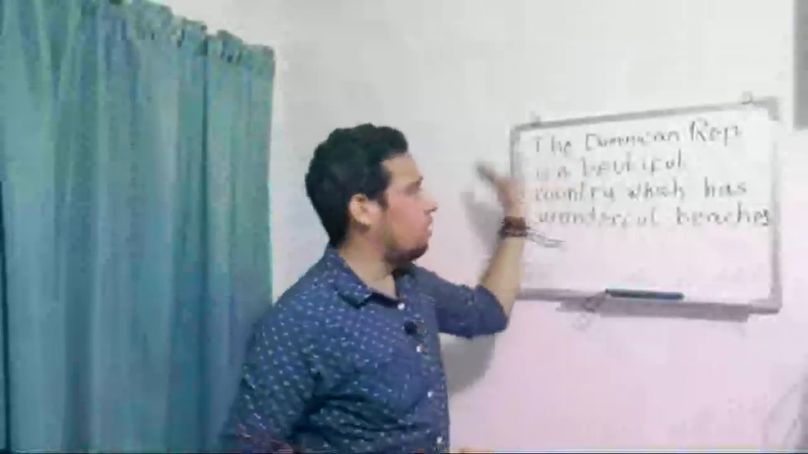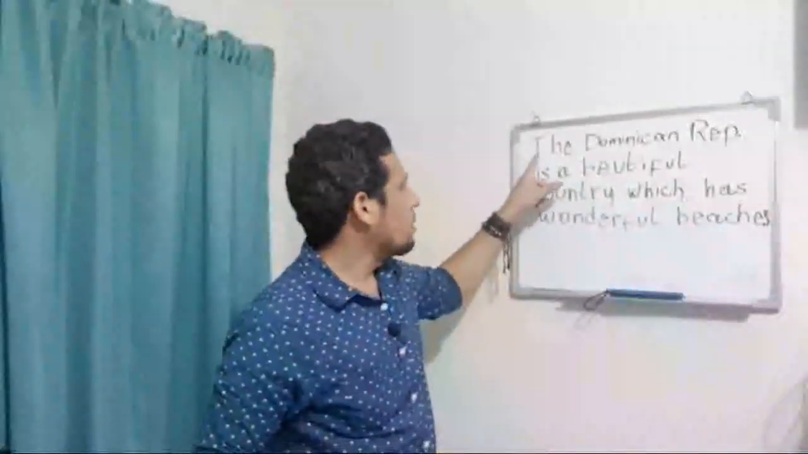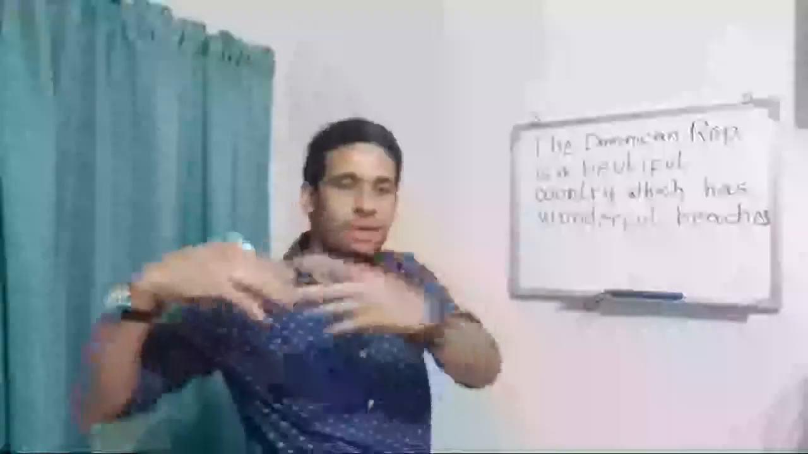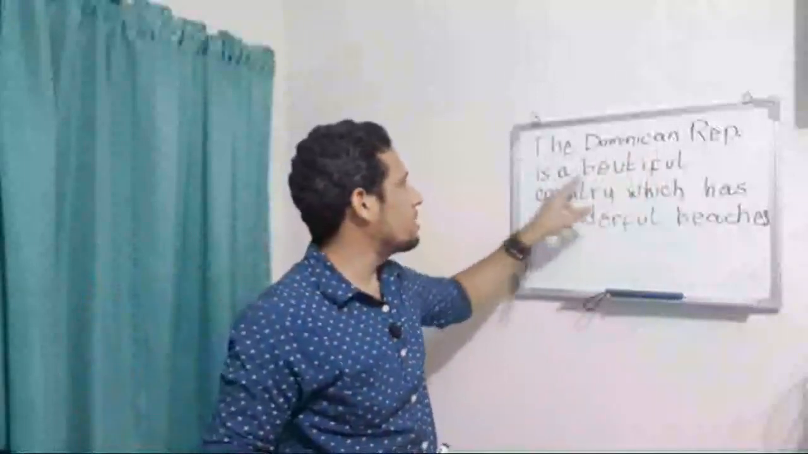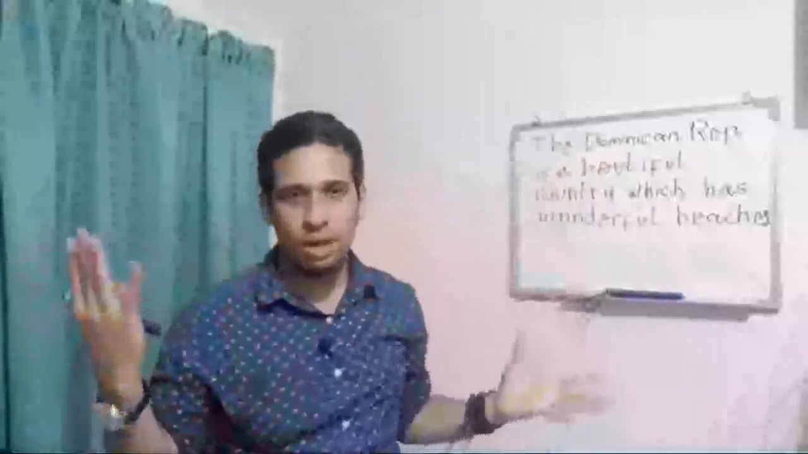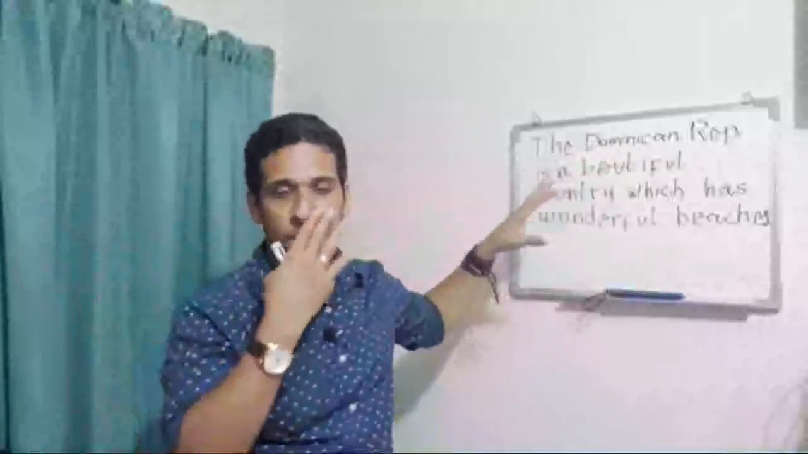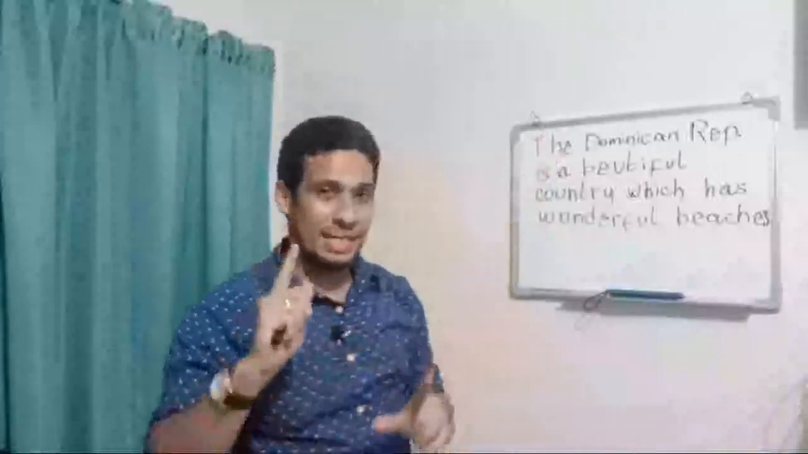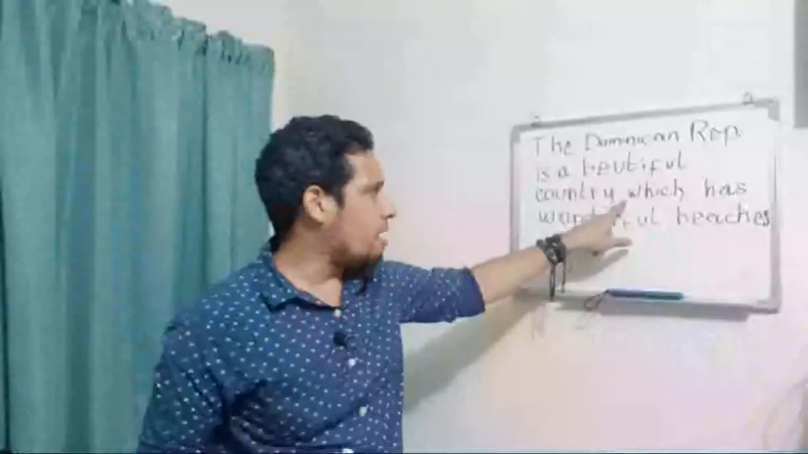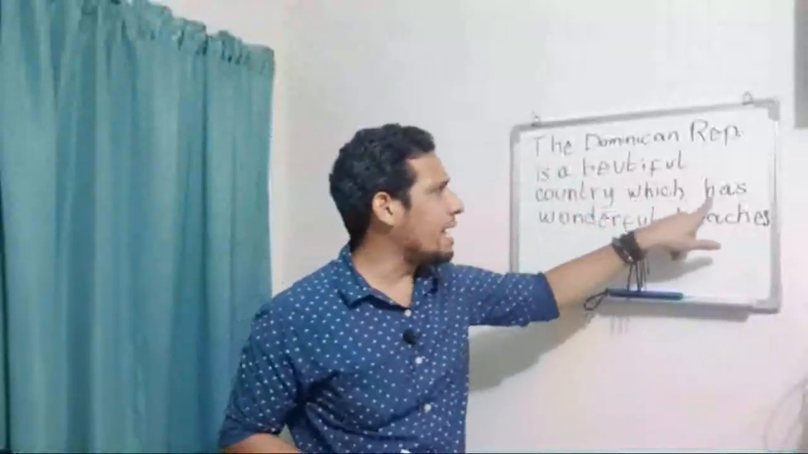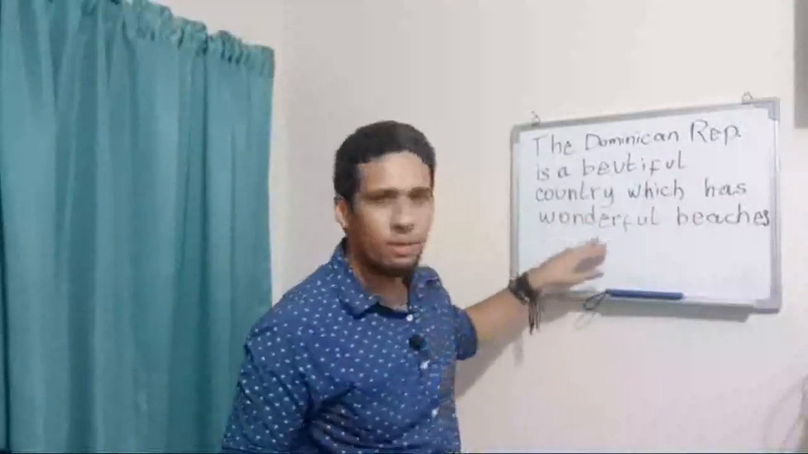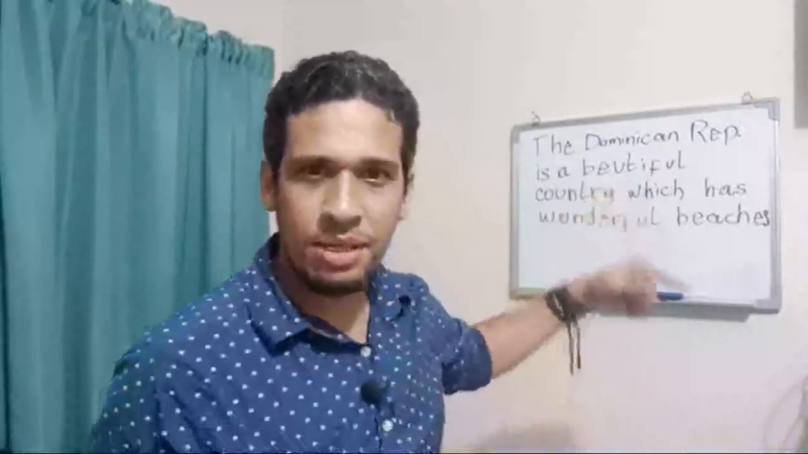Si ustedes se fijan, all right, at the beginning we have the Dominican Republic, which is a name, right? The name of a country. The Dominican Republic is a beautiful country. Si hubiese sido hasta ahí, hubiese sido prácticamente una conversación o una oración bastante básica, right? But instead of having a period here, we have which has wonderful beaches.